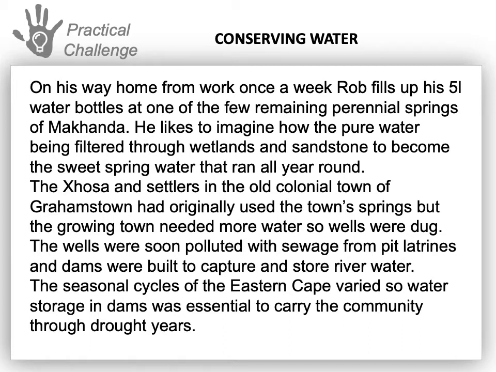But the Xhosa and settlers of the old colonial town of Grahamstown had originally used the town's springs, but the growing town needed more water, so wells were dug. The wells were soon polluted with sewage from pit latrines, and dams were built to capture and store river water. The seasonal cycles of the Eastern Cape varied, so water storage in dams was essential to carry the community through the drought years. And again, here we've got a story that opens up into the modern era of how water was stored and generated.